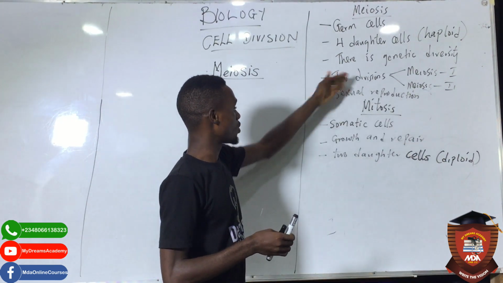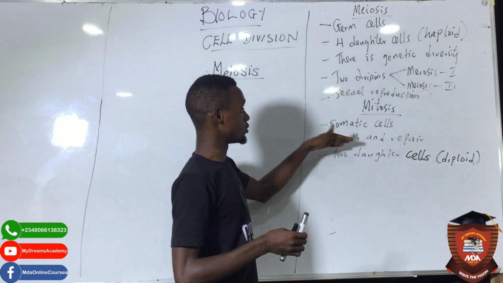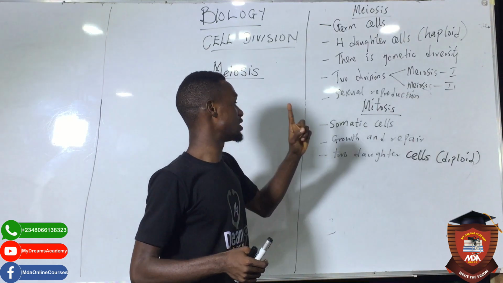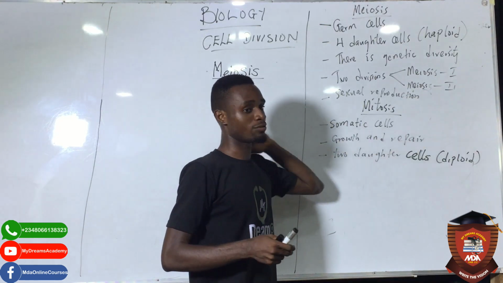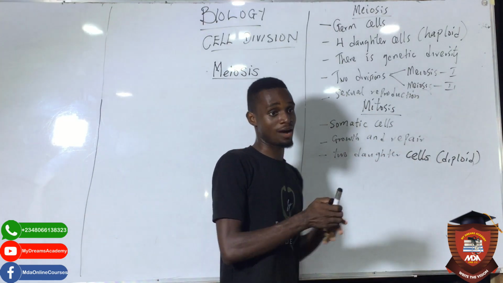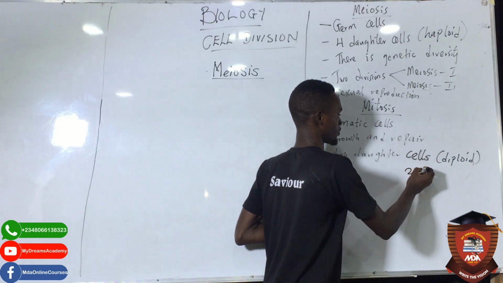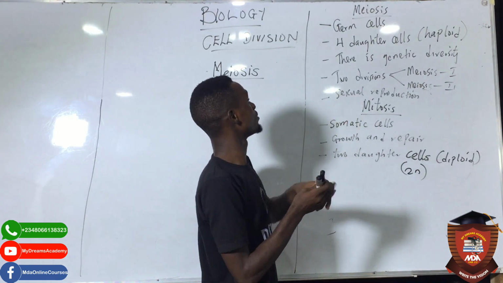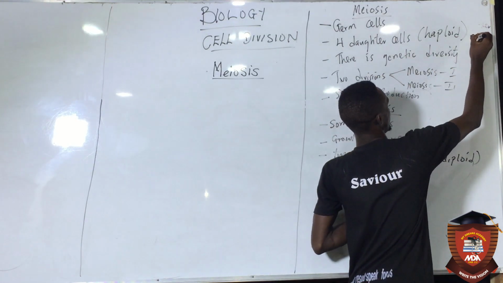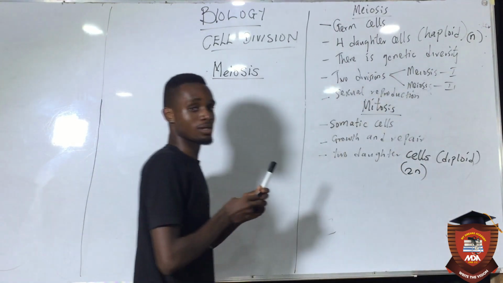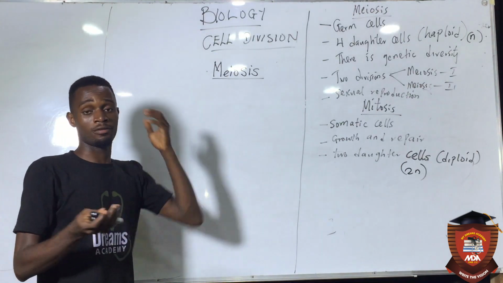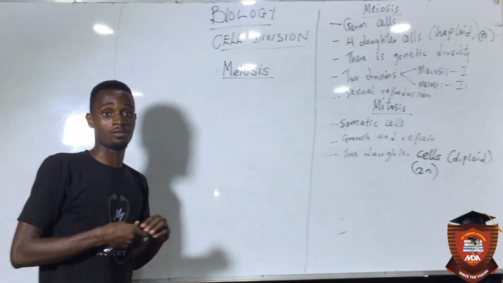While mitosis occurs in somatic cells, it's very important in growth and tissue repair, and usually forms 2 identical daughter cells. Another difference is that daughter cells formed in mitosis are diploid. That is, they have 2N chromosomes. Whereas those formed in meiosis are haploid. They have only N chromosomes. Is that okay? So this is the summary of cell divisions. Now let's look at a few questions.